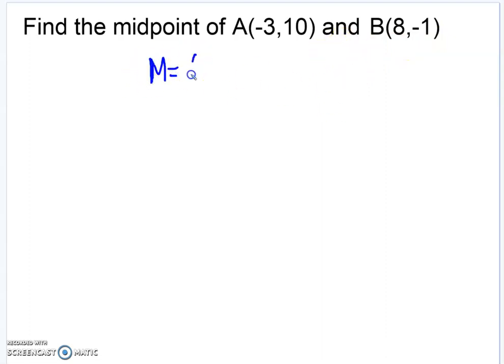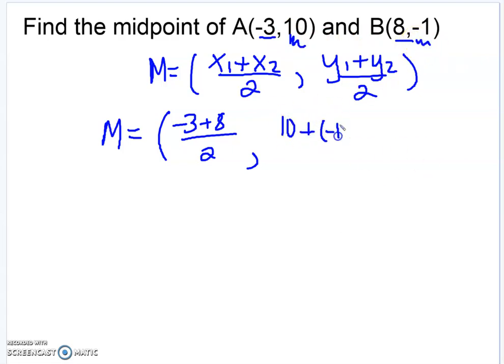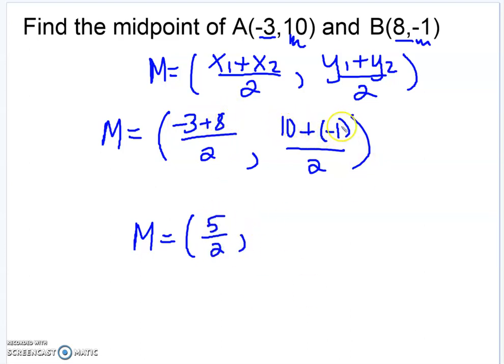So we determined that the way to do that is by finding the average of the x values and finding the average of the y values. Okay? So if I were to do this, I'm going to have to add both the x values together. So I'll add -3 and 8 and divide that by 2. And then I'll add the y values, 10 and -1, and divide that by 2. So when I do that, I get -3 plus 8 is going to give me 5 divided by 2. And then 10 plus -1 gives me 9 divided by 2.